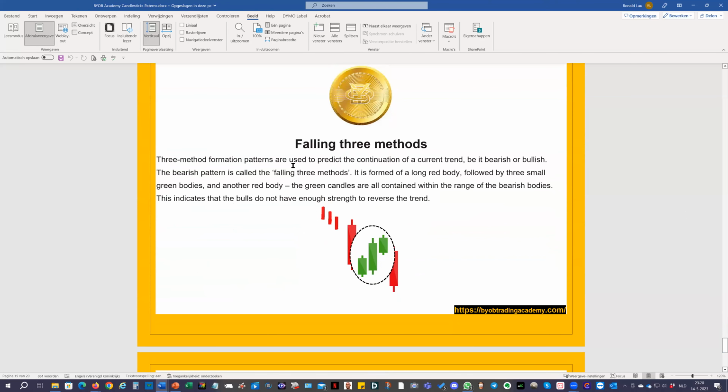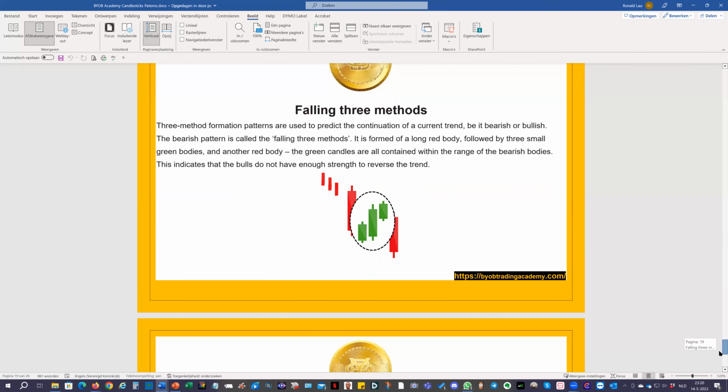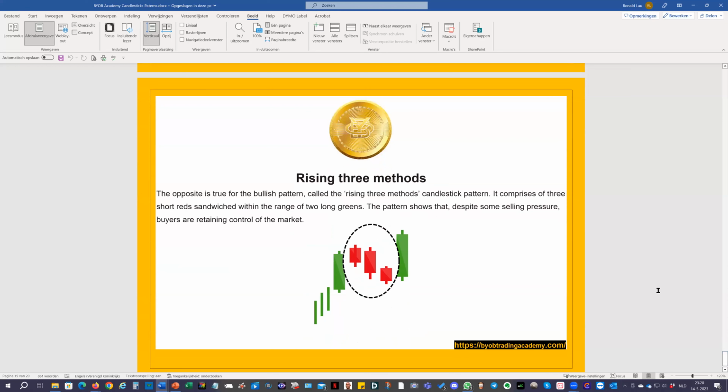And here, the falling three methods. We can see that after the market is coming down, we see three bullish candles going up, but it continues again with a red candle going down. And we have the rising three methods, which is the opposite of what we just saw. Here we can see that the market is going to go up. You see three candles like it's going down, but it's going to continue again.